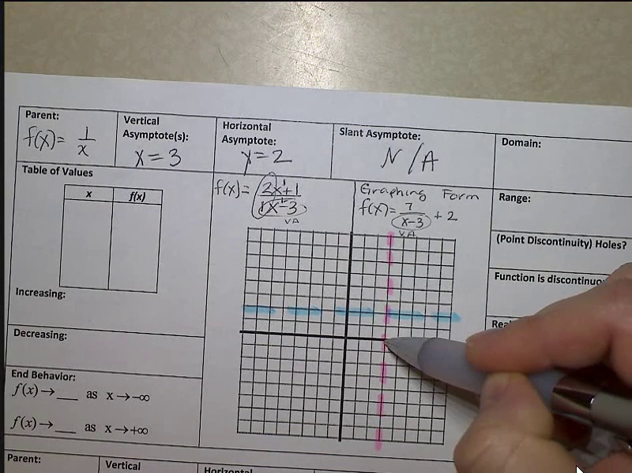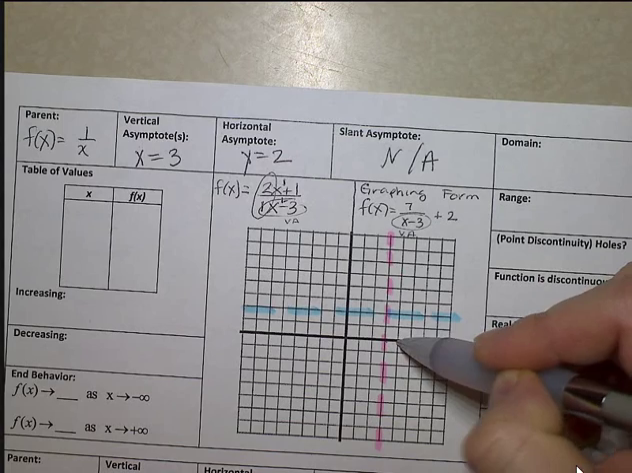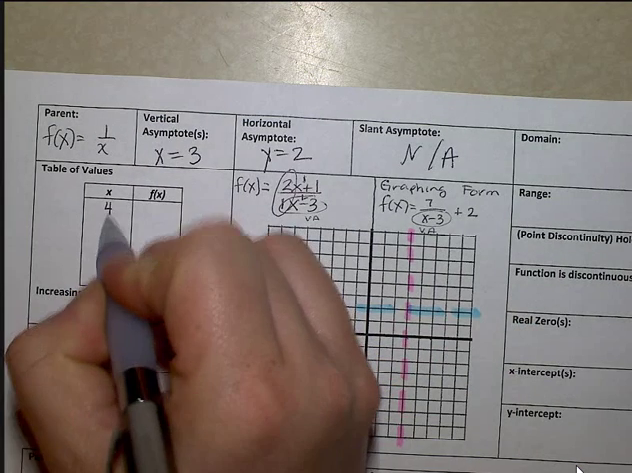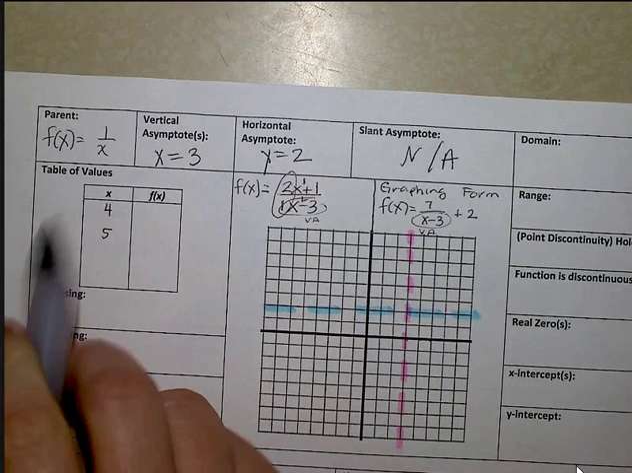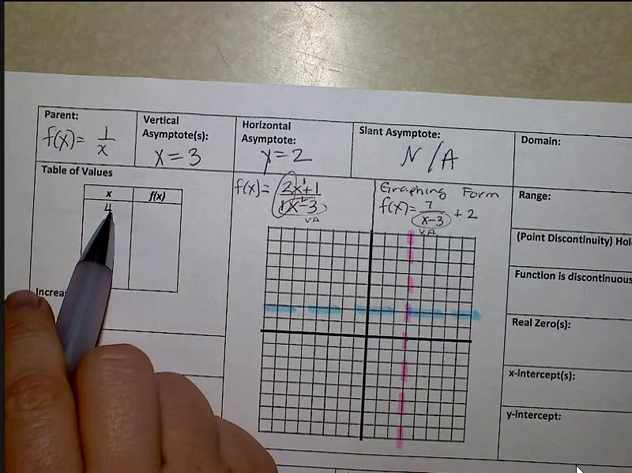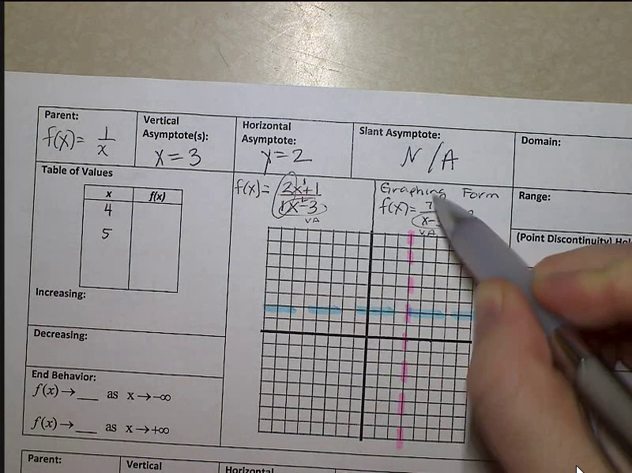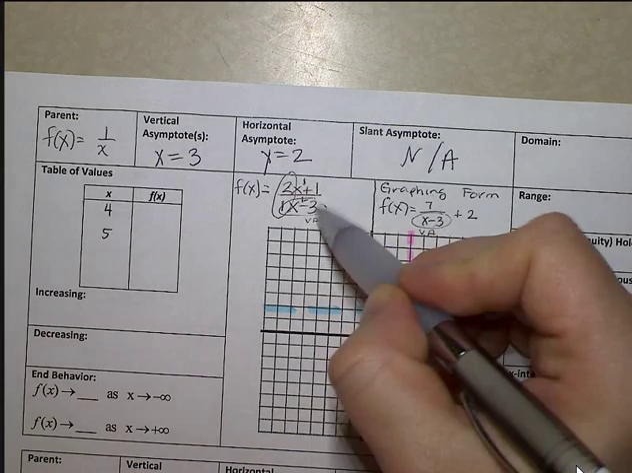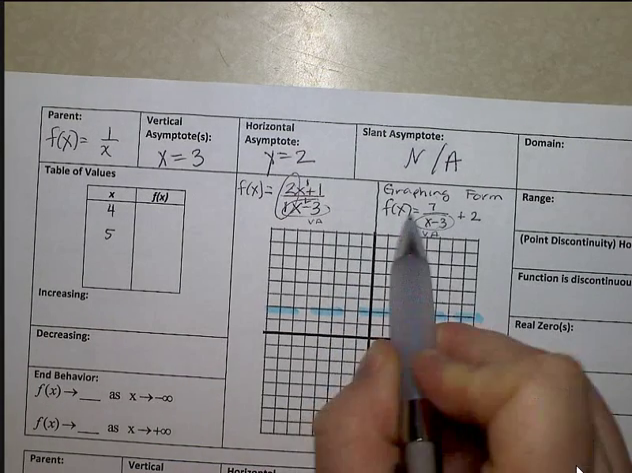So here is x equals 3. We know it cannot cross that. We're going to do x equals 4 and x equals 5. So put a 4 here and a 5 here. Can I have all females plug 4 in? You have a choice here, females. You can plug in 4 here and get an answer, or plug in 4 here and get an answer. You're going to get the same thing, and you can give me a decimal answer.